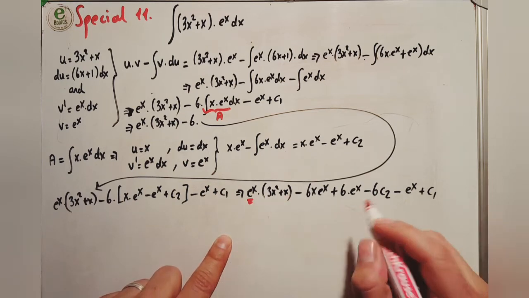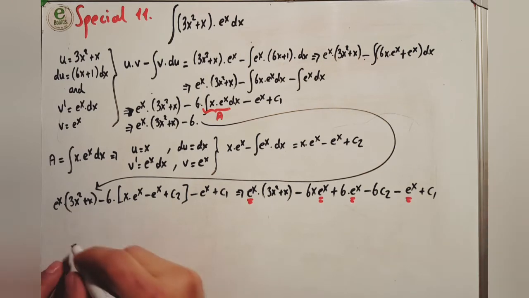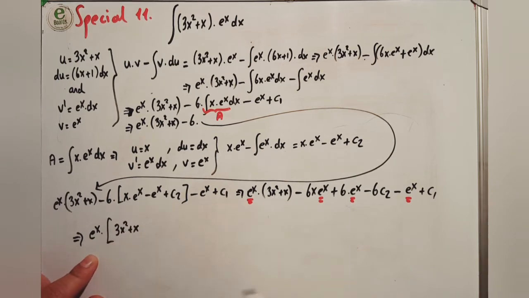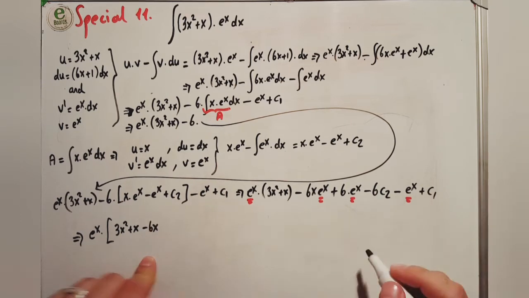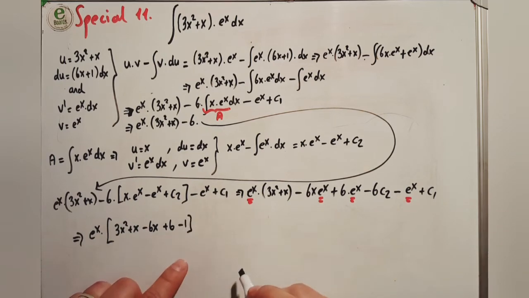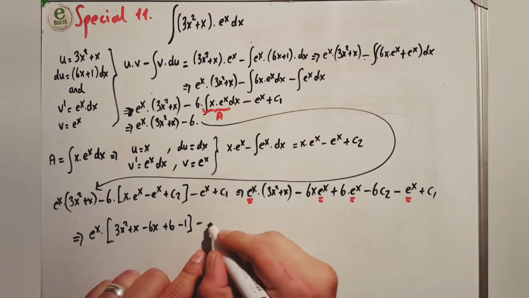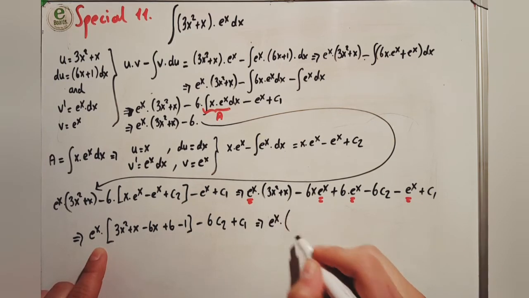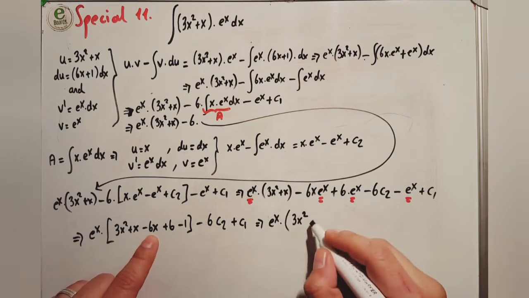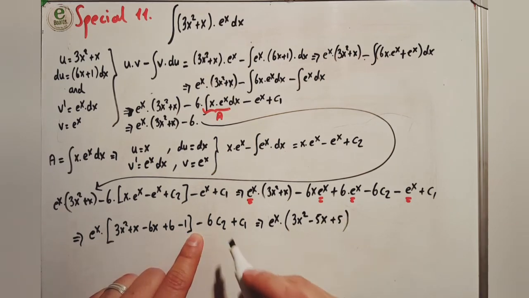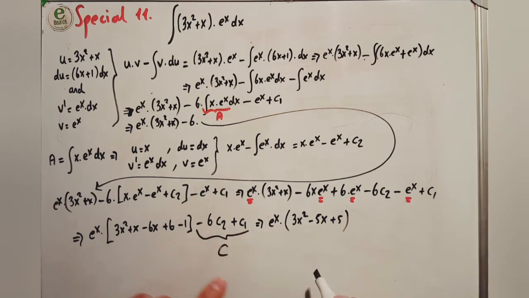e to the power of x is a common factor. So it is equal to e to the power of x times (3x squared plus x minus 6x plus 6 and minus 1). Moreover, minus 6c2 plus c1 is equal to e to the power of x times (3x squared, x minus 6x is minus 5x, 6 minus 1 is plus 5), minus 6c2 plus c1, it is our other constant term, plus c. Okay, we found the answer.